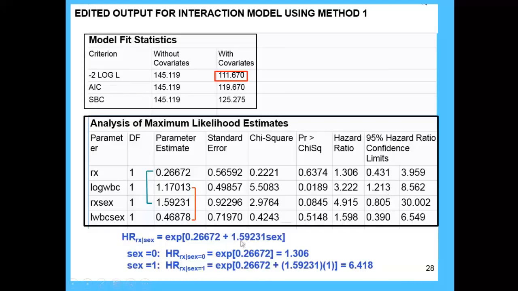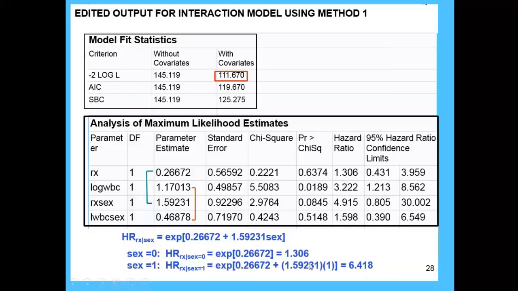Well, what if you're talking about sex equal to 1, which is the other value that sex can take? If sex is equal to 1, it's e to the 0.26672 plus 1.59231 times 1. And if we actually do that, and carry it out using a calculator or whatever, it's 6.418. That's what it is. Now, you notice you don't see that here.